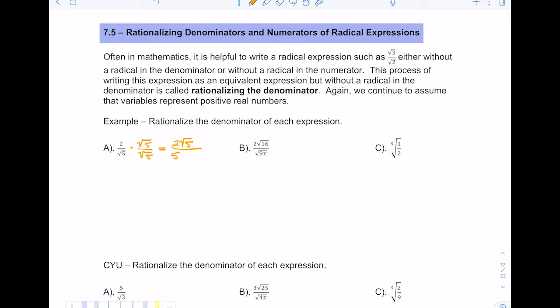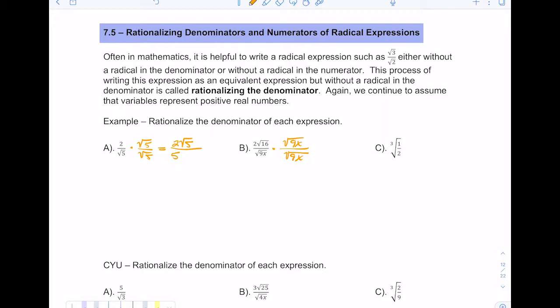In letter B, I want to do the same thing. I want to rationalize and I want to remove the square root of 9x in the denominator. So think about what I would need to multiply by. And it is the square root of 9x. So we're just multiplying by the denominator, top and bottom, because that really just equals 1. And now I'm just going to go straight across.